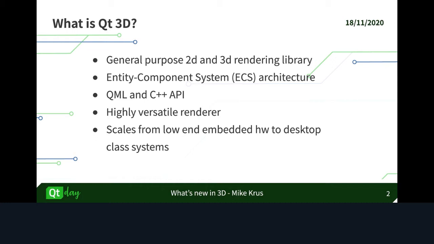It's all written in C++, of course. It has a C++ API, but it also has a QML API, which is almost identical to the C++ API. It comes with a very versatile renderer, which can do lots of things, from simple forward rendering to more complex multi-pass rendering, with lots of effects that you can write. And it scales from low-end embedded hardware all the way to desktop class systems and more advanced rendering.